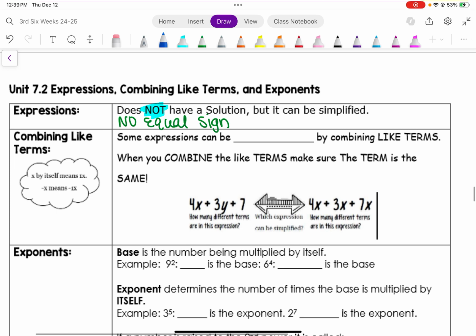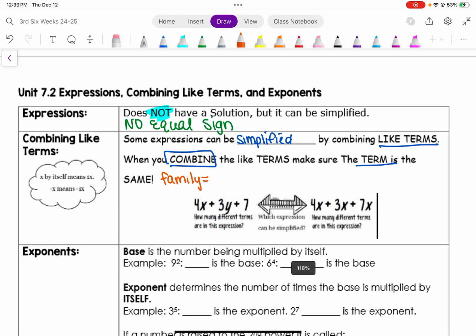So some expressions can be simplified by combining those like terms. When you combine the like terms, make sure that the term is the same. For instance, it's like a family. So your family, you have to combine things that are alike.